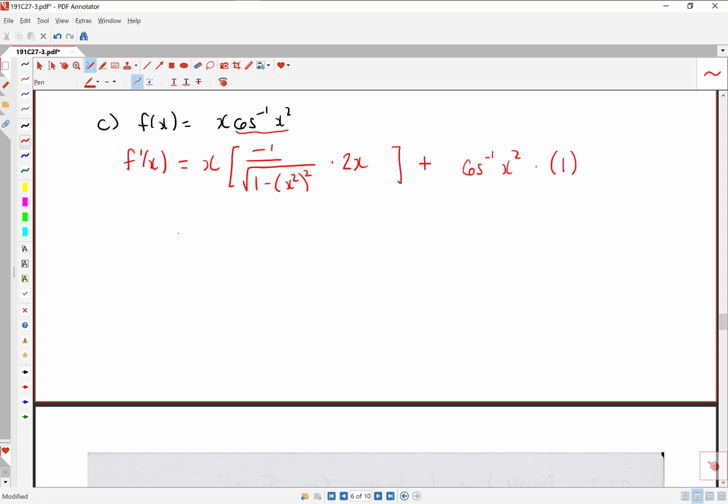In order to clean this up, for the first term, let's multiply the negative x with the 2x to get negative 2x squared. That's all going on top. On the bottom, we've got square root of 1 minus x to the fourth. And then we just say plus arc cos of x squared.